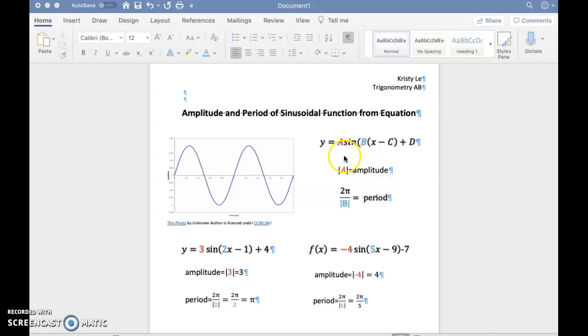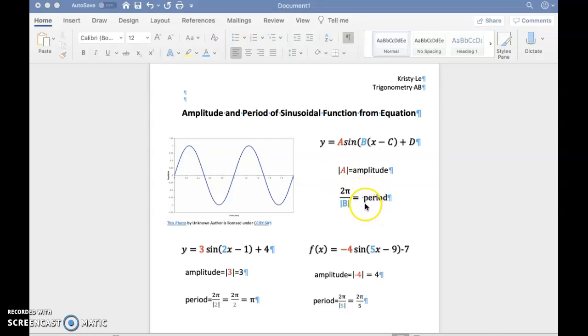To find the amplitude, we need the absolute value of A. And the amplitude is the maximum point of the graph to the midline, or the minimum point of the graph to the midline. Both will give you the same value. And it's the absolute value because, let's say, if A was negative, it only flipped the graph. But the values from this point are still going to be the same, and there's no change. So that is why we do the absolute value of A.